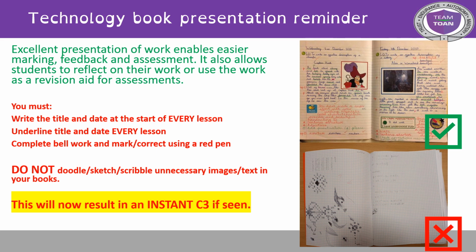So we need to make sure that we have excellent presentation within our books. So excellent presentation of work enables easier marking, feedback and assessment. It also allows students to reflect on their work or use the work as a revision aid for assessment. You must write the title and date at the start of every lesson, underline title and date every lesson, complete bell work and mark correct using a red pen. You must not doodle, sketch, or scribble unnecessary images or text in your workbooks. This will now result in an instant C3 if this is seen.